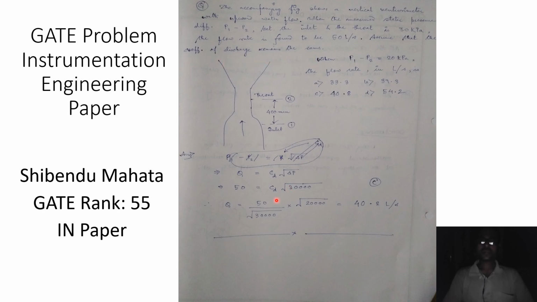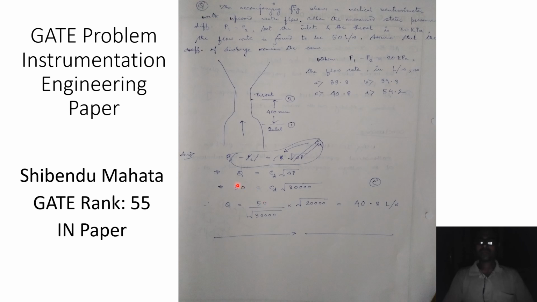So C D is constant. And therefore, if we are given some new value for delta P, as it is in this question, they have mentioned it to be 20 kilopascal, it is easy to find that Q should be equal to C D times square root of delta P, and in this case this is simply equal to 50 divided by square root of 30,000 multiplied by square root of 20,000, and this is equal to 40.8 liter per second.